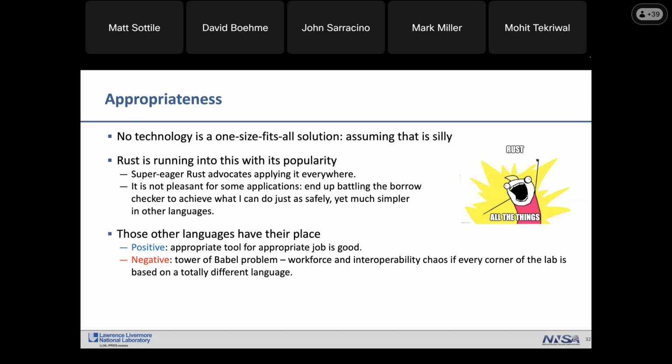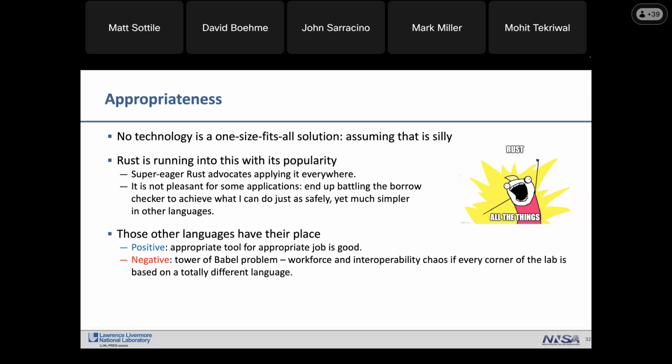So I think the fact that there are lots of options is good. We can pick the appropriate tool for the appropriate job. On the other hand, lots of languages can lead to this Tower of Babel problem where we end up having this kind of chaos of different projects choosing different languages, and now nobody speaks the same language. You can't work on different projects, and you can't have interoperability. And so it could be a bit of a mess.